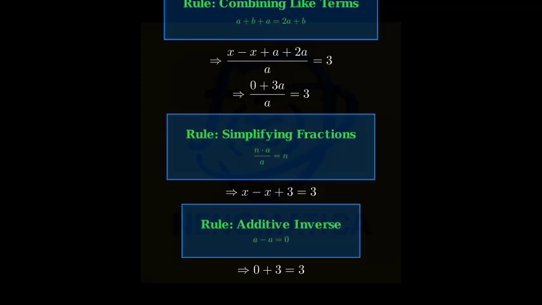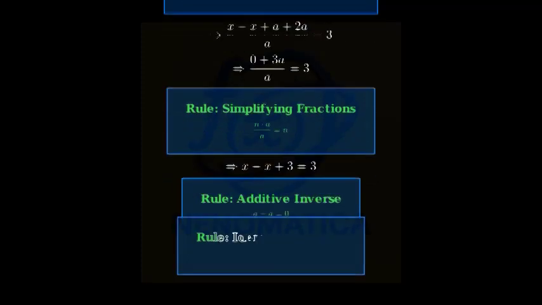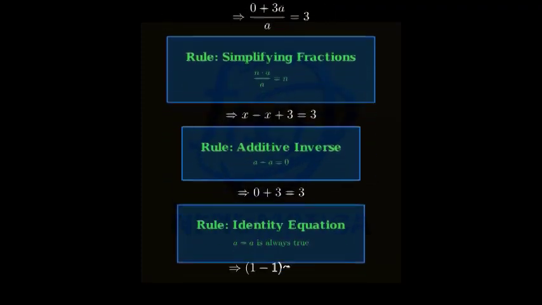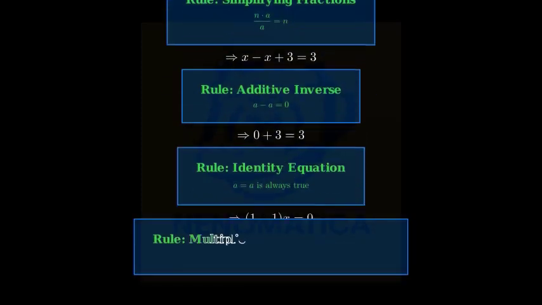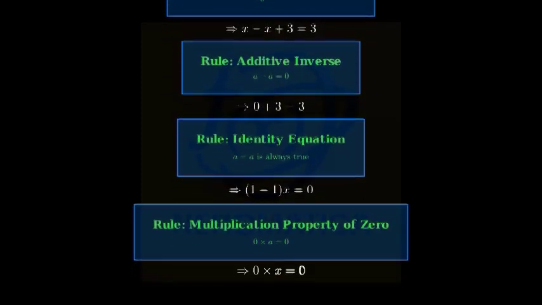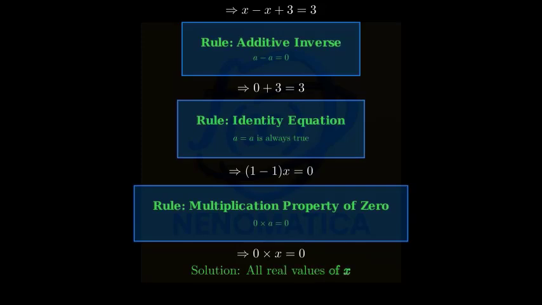Step 6, we've arrived at the identity 3 equals 3, which is always true. We can write this as 1 minus 1 times x equals 0. Step 7, we can simplify 1 minus 1, which equals 0. So we have 0 times x equals 0. This means that any real number x is a solution to our original equation.